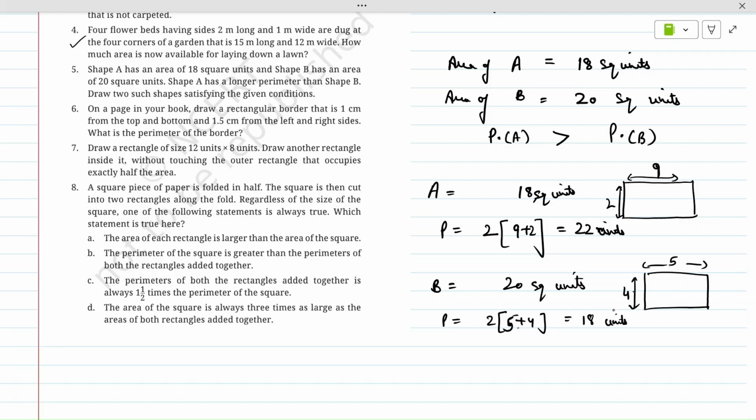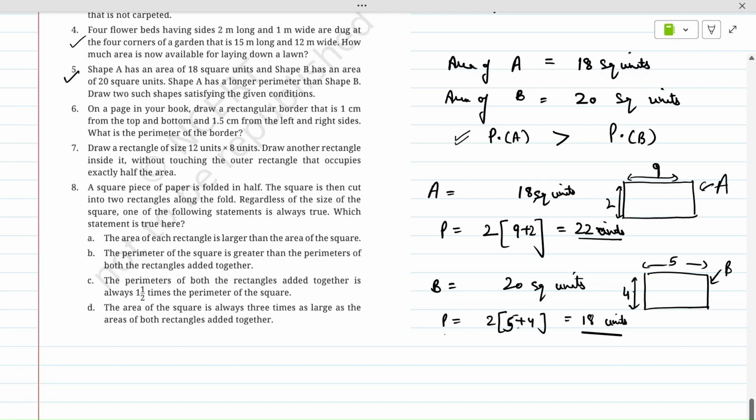So kids, we can see here the perimeter of the shape A is 22, perimeter of the shape B is 18. That means this condition is satisfied. Okay, and also the product of the sides which give us the area is also same. So that means the two shapes will be this one and this one. This can be shape A and this can be the shape B. Okay, so this is done.